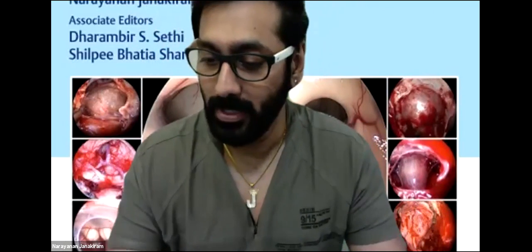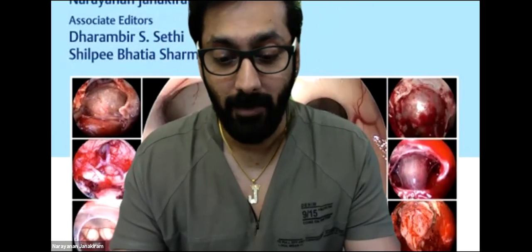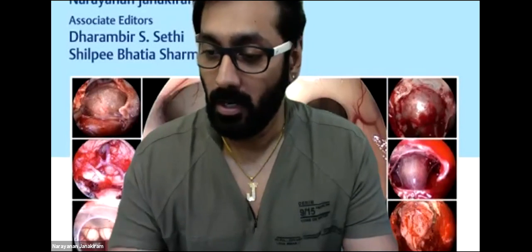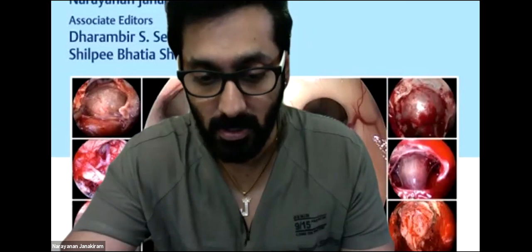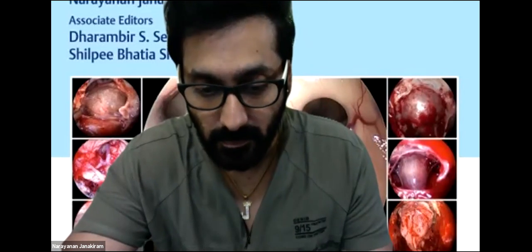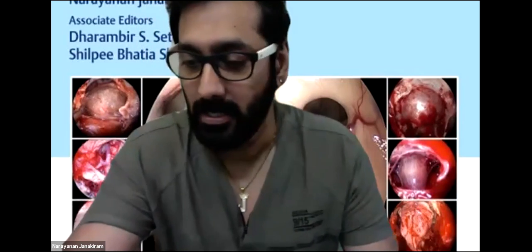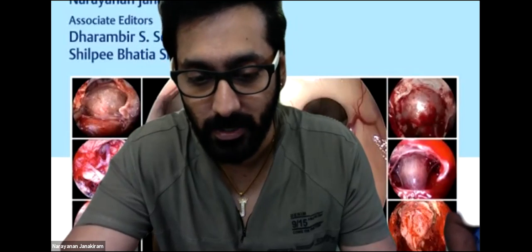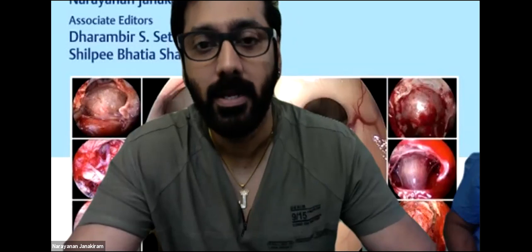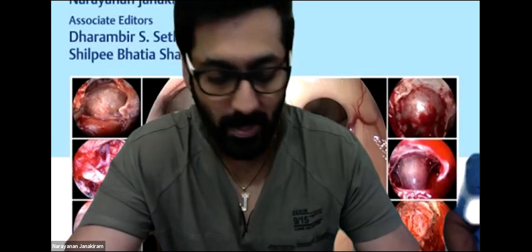Number two, we are going to have a nose case tomorrow. Can you tell about the nose case so that the postgraduates will read and come? What is the case you're going to keep? CA maxilla. Fantastic. That's a short case only, so tomorrow we'll finish that.